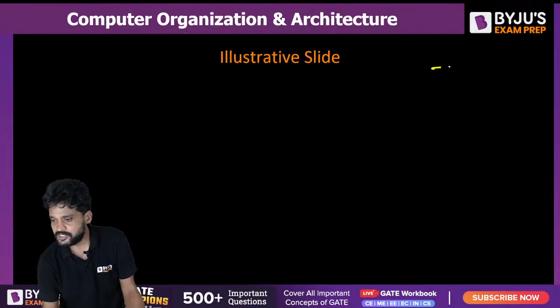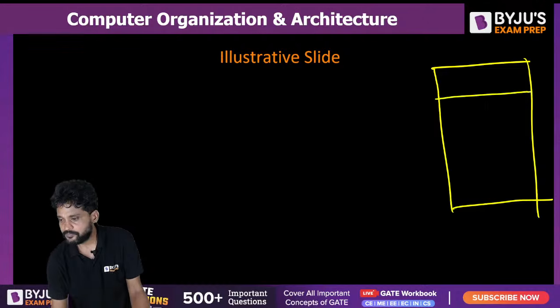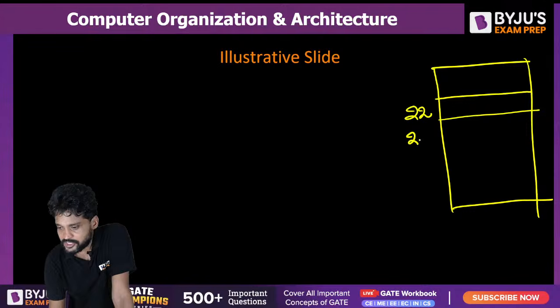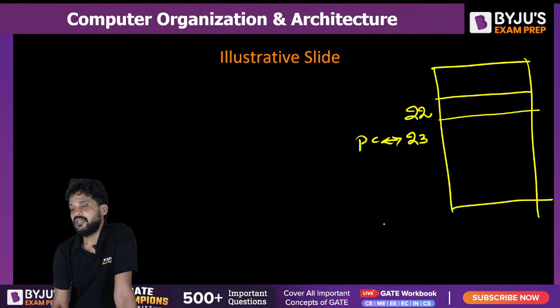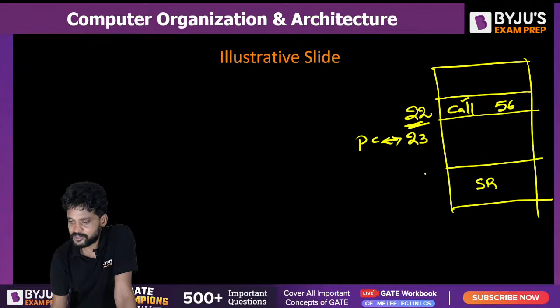Let us say this is the main memory. In the main memory, currently the CPU is executing the 20-second instruction. For the 20-second instruction, there is a program counter value. The next instruction's address is 23, for instance. Now the current instruction is the call instruction. Call instruction to 56. Since the current instruction is a call instruction, there is a subroutine call. The subroutine's starting address is 56.